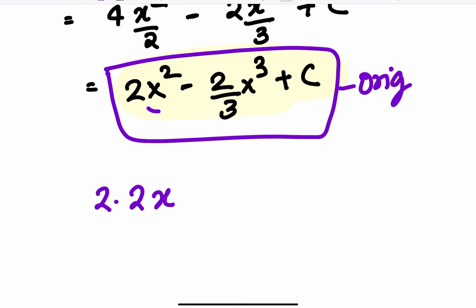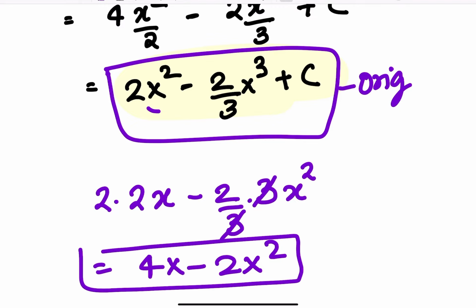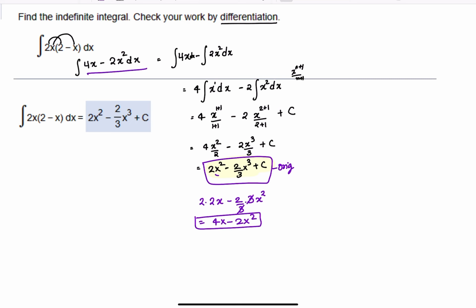2x to the power 2 minus 1, minus 2 over 3. The derivative of x cubed is 3, and 3 minus 1 is 2. The derivative of a constant is 0. So boom, boom, cancel. I have 4x minus 2x squared, and that is the function that I started with. There you go. Fair enough?